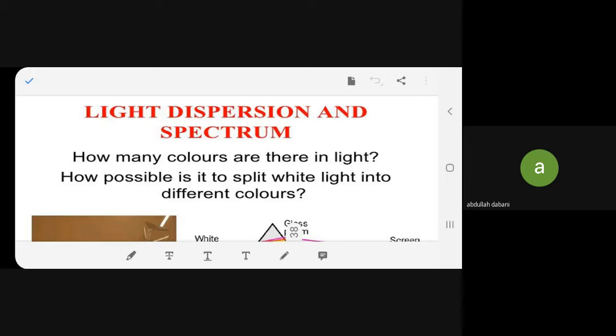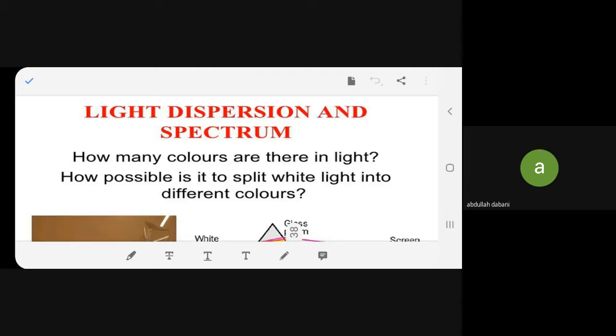Count. How many colors are there in light? I just showed you. How many colors are there in light? Count. I just taught you spectrum. What's wrong with you all? Seven colors, exactly. VIBGYOR, you just count the numbers. Seven. Yes, it is VIBGYOR. There is a spectrum and there are seven colors.